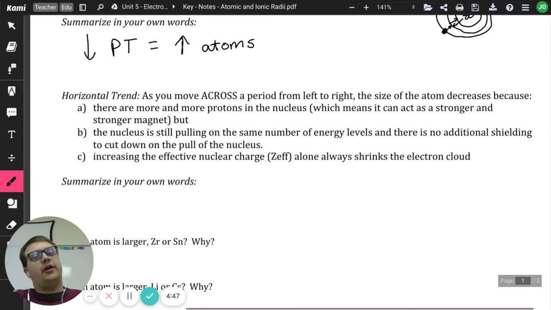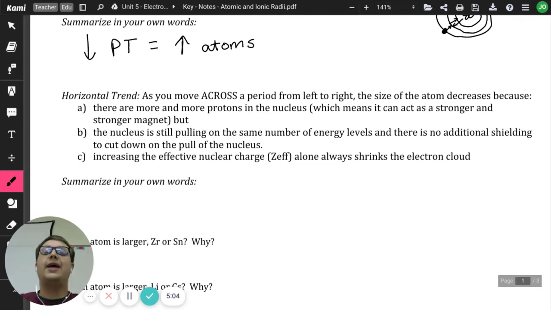Now, remember, horizontal is left to right. So with horizontal, as we move across the periodic table, our size is actually going to decrease. Now, in terms of across, I mean from left to right. So as I move from left to right, the size is actually going to decrease. Why? Well, that happens because you've got more protons, right?